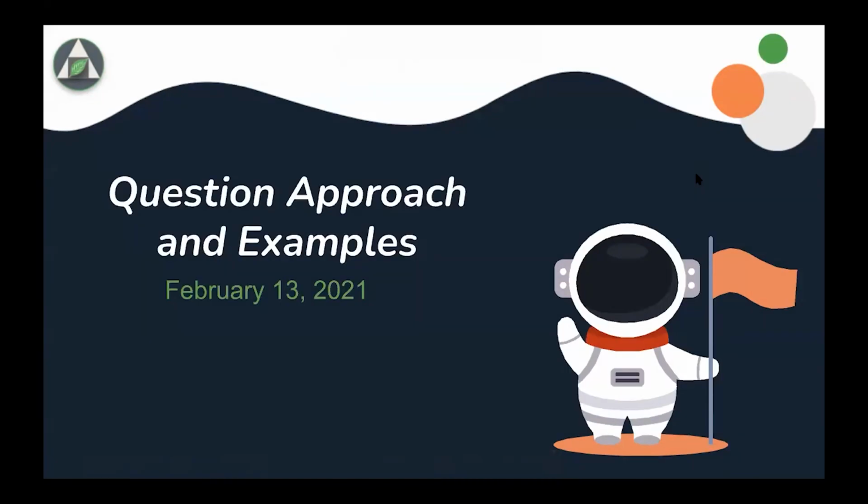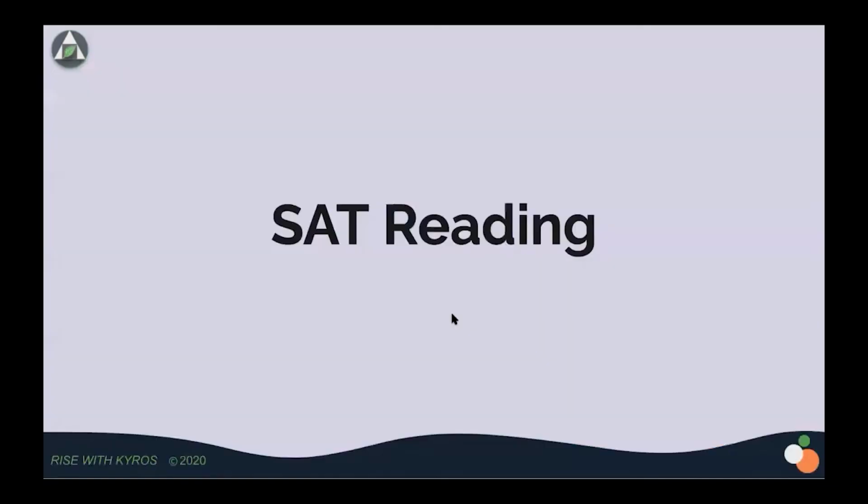So today, this workshop, we're going to go through SAT question approaches and how to approach various question types. And then we're going to do that by going through actual examples. So first, we're going to start with the reading section today.